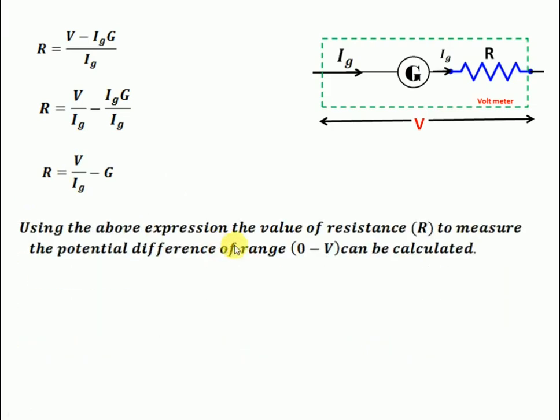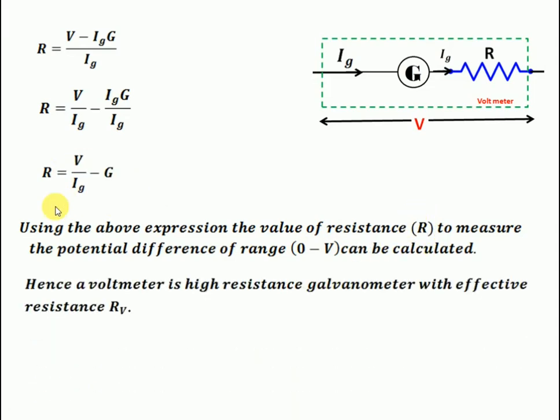So in order to make this galvanometer a voltmeter of range 0 to V volt, this R can be calculated easily. Hence a voltmeter is a galvanometer with high resistance, and the effective resistance will be just the series combination of G and R, and this G plus R should be greater than G, the resistance of the galvanometer.